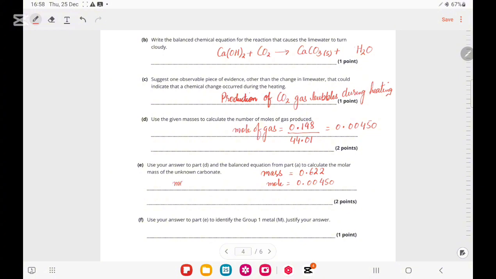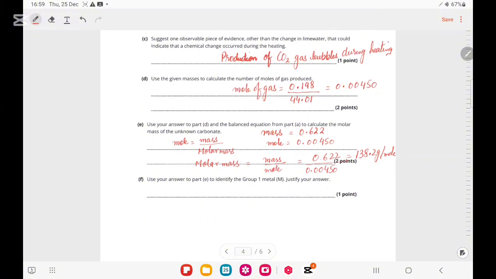So mole is equal to mass by molar mass, and if we want to find out the molar mass, then how can we do that? Molar mass is equal to mass by mole. So mass is 0.622 and moles are 0.00450, and the answer comes out to be 138.2 gram per mole, which is the unit of molar mass.